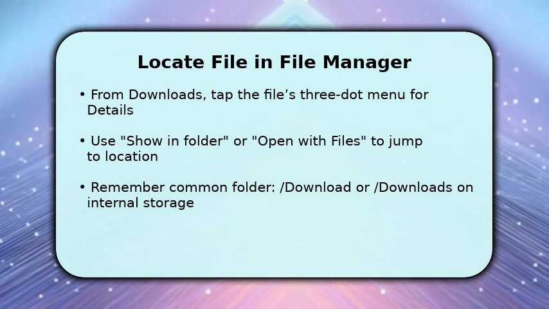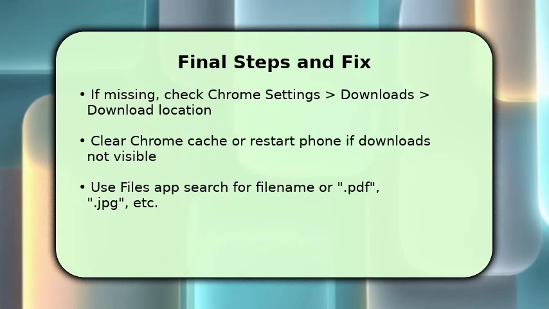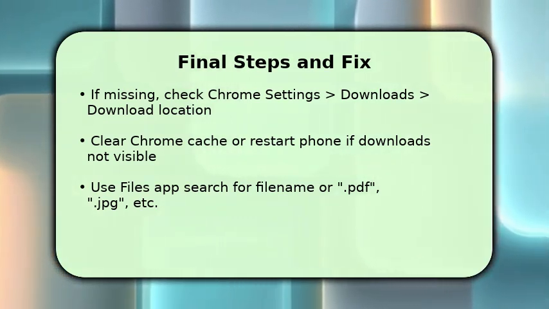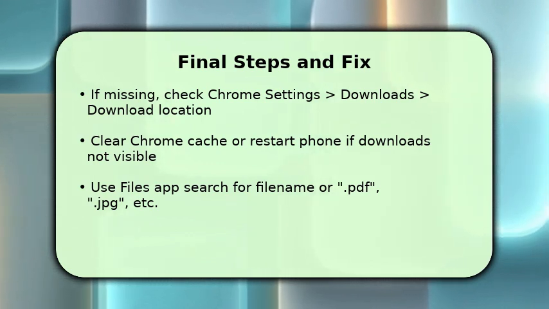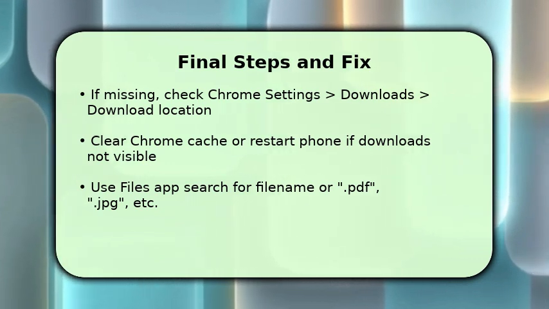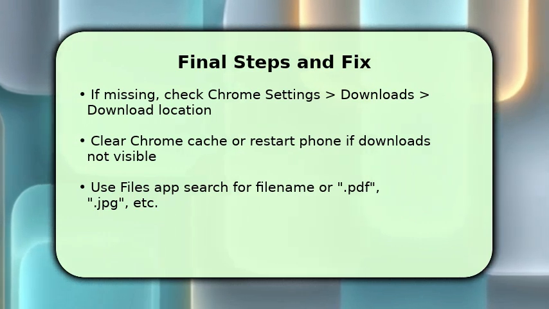So finish by confirming the file opens from the Files app and optionally move it to a permanent folder. If the download isn't visible, open Chrome settings, check the Downloads section for any custom location, and toggle permissions so Chrome can write to storage. If visibility still fails, clear Chrome cache or restart the phone to refresh media indexes.